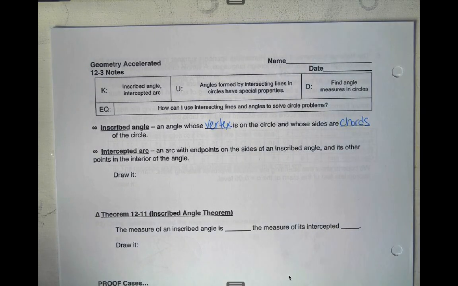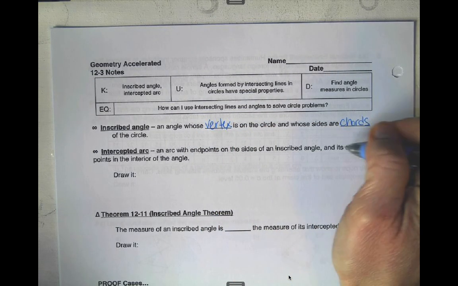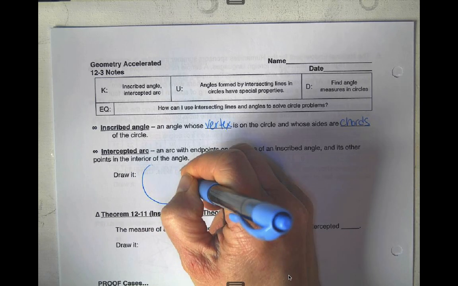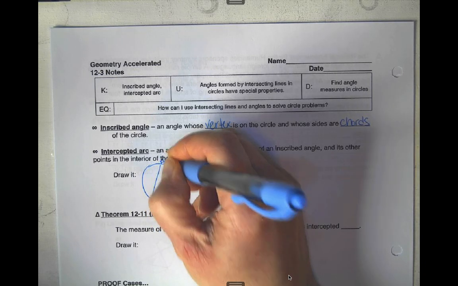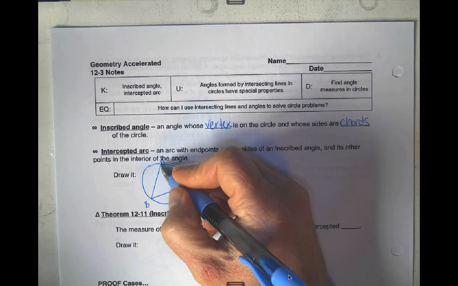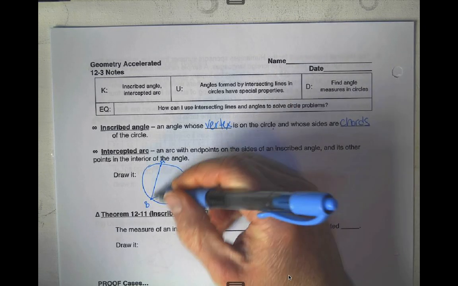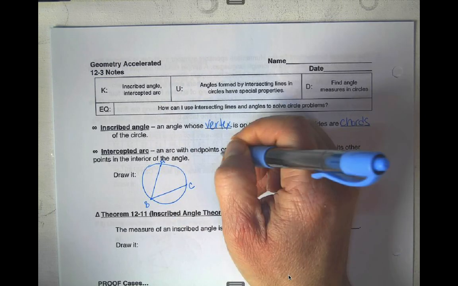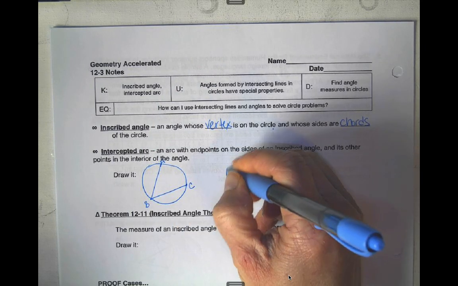And then we have an intercepted arc. An intercepted arc is an arc with endpoints on the sides of the inscribed angle and its other points in the interior of the angle. If you notice here with this angle ABC, the vertex is on the circle and the sides are chords of the circle. The intercepted arc is an arc with endpoints on the sides of the inscribed angle. So this right here, AC, is my intercepted arc.